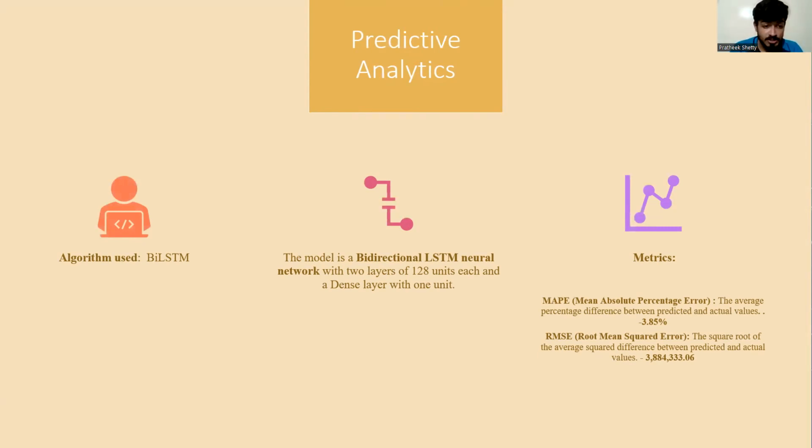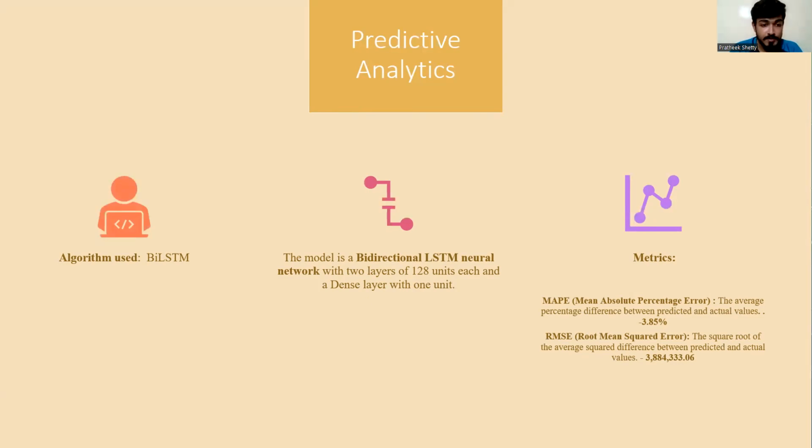LSTM, or long short-term memory, is a type of recurrent neural network, or RNN, like I said, designed to handle long-term dependencies and sequential data. LSTMs have memory cells that can retain information over time, allowing them to capture patterns and dependencies in sequential data, making them well suited for time series forecasting and natural language processing tasks.